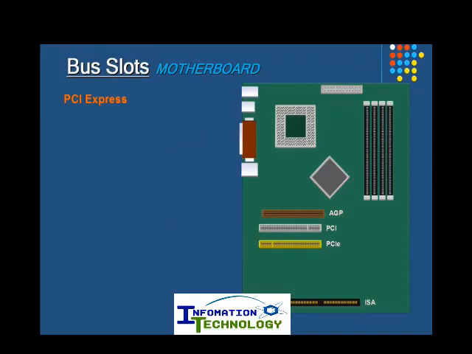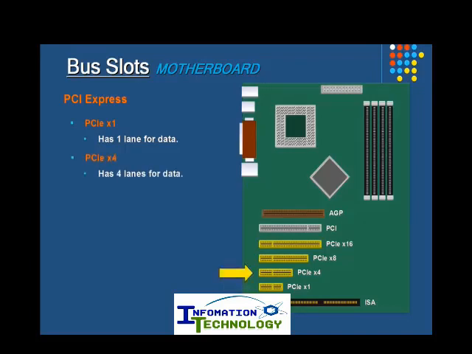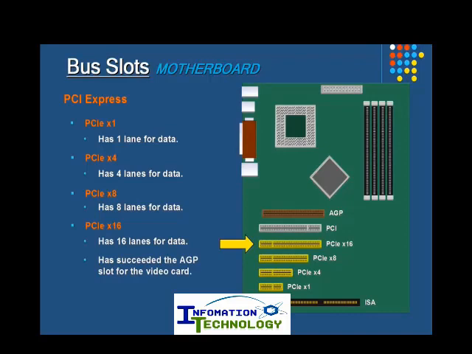There are 4 different slot sizes in PCI Express. There's PCI Express by 1, 4, 8, and 16. PCIe by 1 has 1 lane for data. A lane has 4 wires. 2 are for sending and 2 are for receiving. PCIe by 4 has 4 lanes. PCIe by 8 has 8 lanes. And the fastest slot is PCIe by 16, which has 16 lanes. And PCIe by 16 has succeeded the AGP slot for the video card.